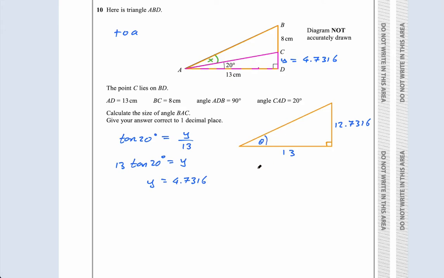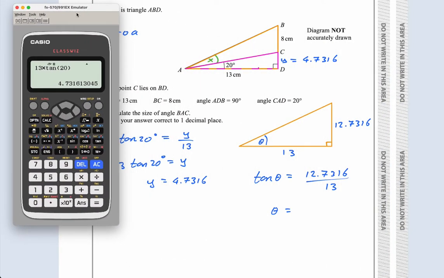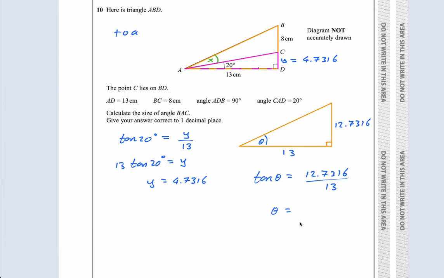So now again I'm going to use tan, but this time I'm going to use it to find an angle. So I'm going to say tan of theta is opposite, 12.7316, over adjacent, which is 13. Theta is then, we need to use the inverse tan. So I need to press shift tan for inverse tan, and I put 12.7316 over 13, and I get 44.4. It's one decimal place, so that's fine.